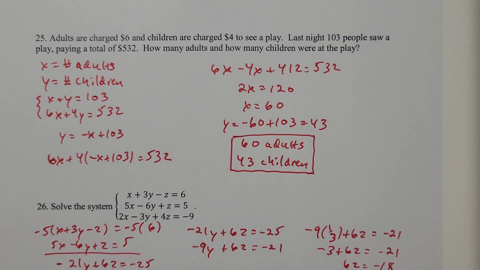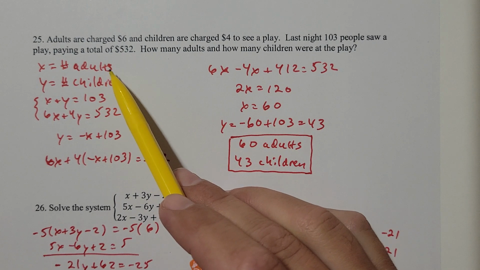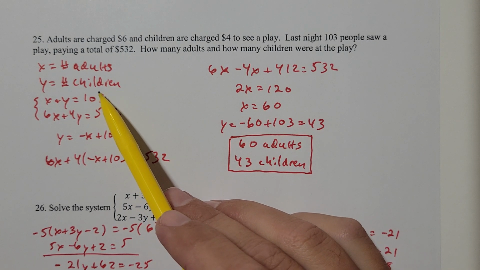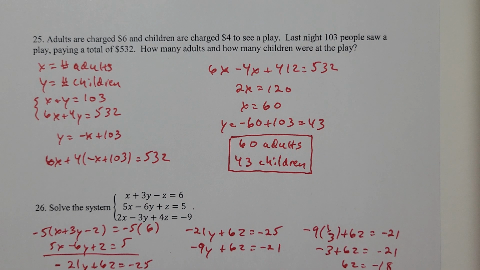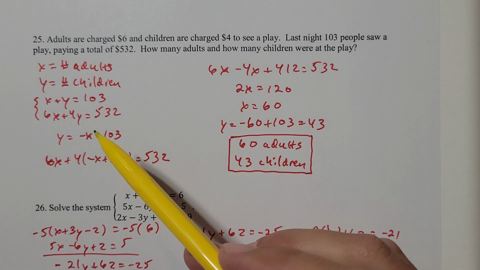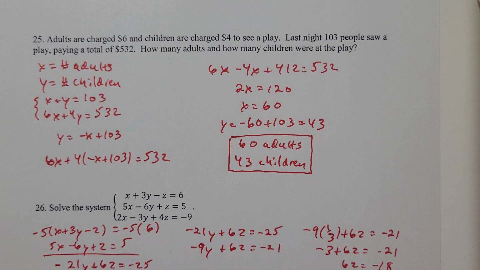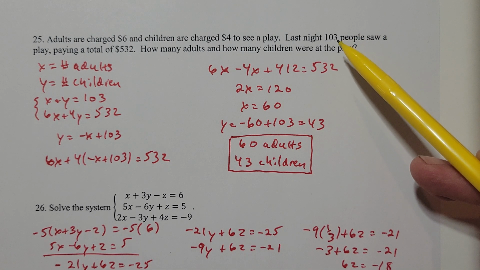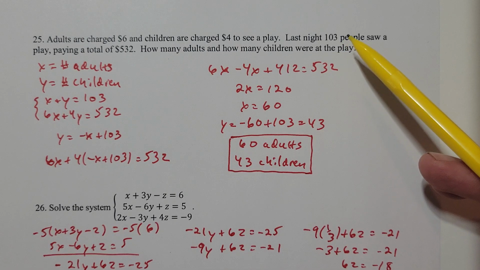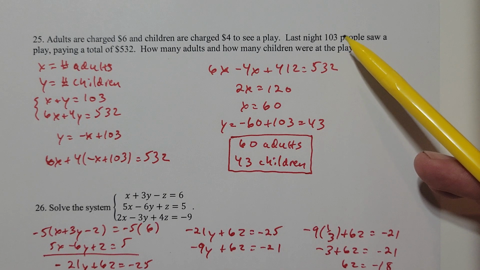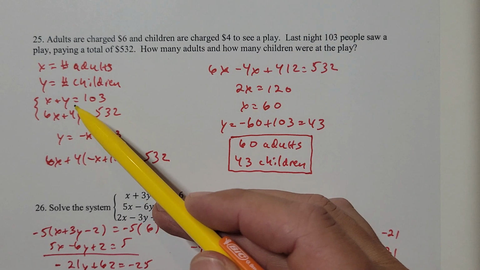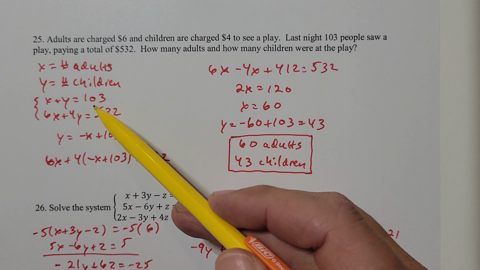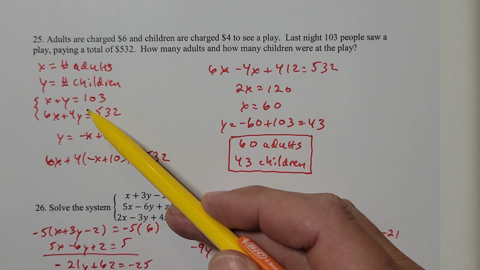I'm going to let x be the number of adults that were at the play and y be the number of children. I've got to come up with a system representing what's going on. They told me that 103 people saw the play, so if I take the number of adults and add the number of children, I get 103. That'd be one equation.